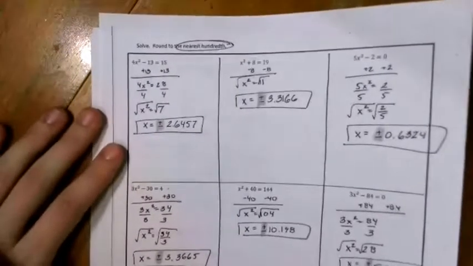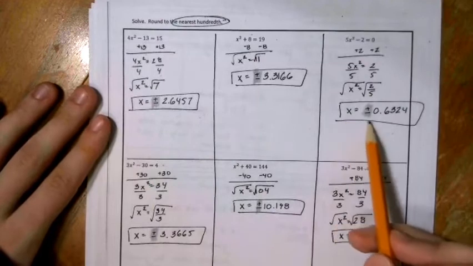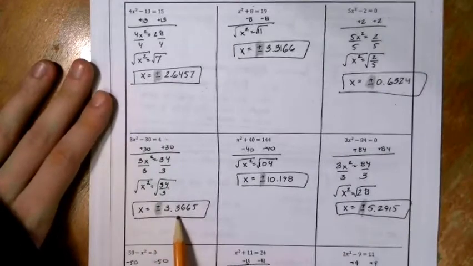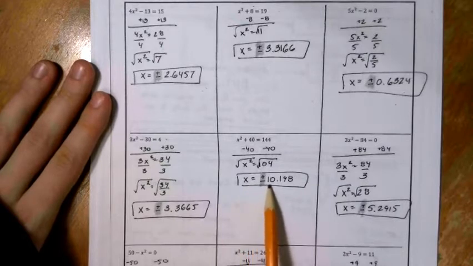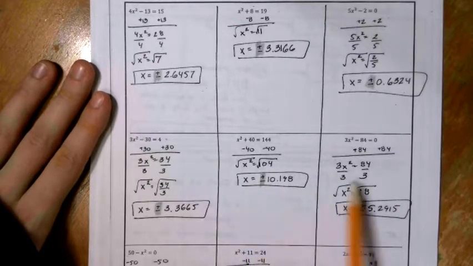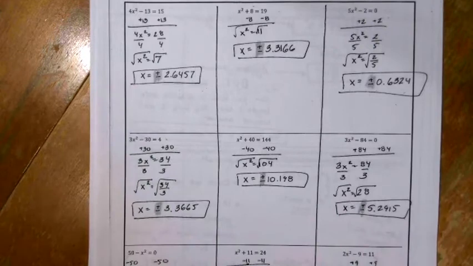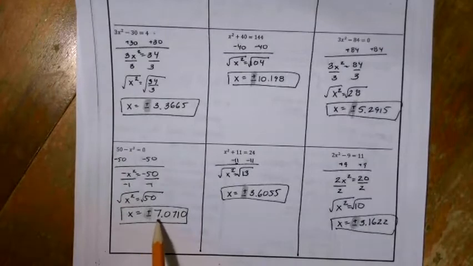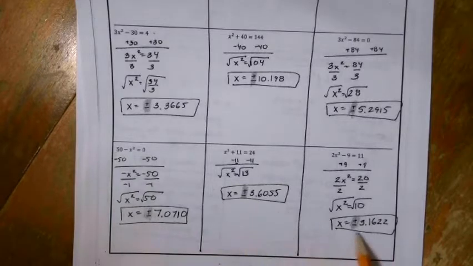All right, you should have gotten x equals plus or minus 2.6457, x equals plus or minus 0.6324, x equals plus or minus 3.3665 for the middle left. For the middle, x equals plus or minus 10.198. For the middle right, you should have gotten plus or minus 5.2915. For the bottom left, you should have gotten x equals plus or minus 7.0710. Bottom middle, plus or minus 3.6055. Bottom right, plus or minus 3.1622.